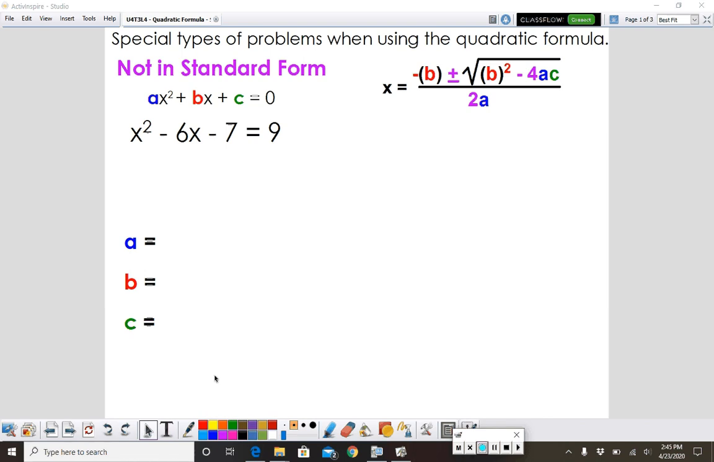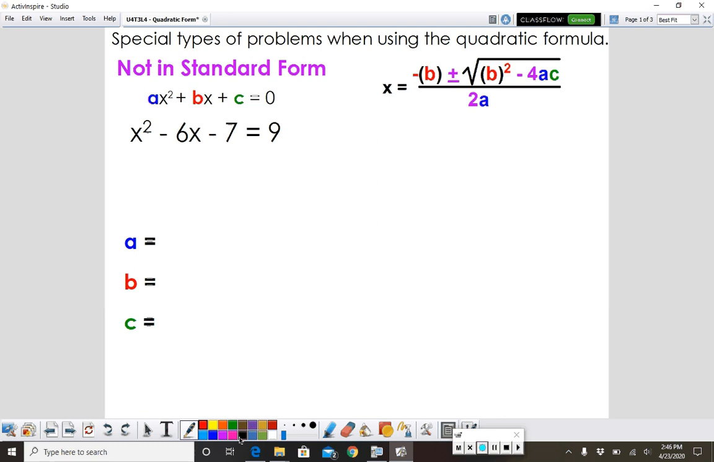The last time we worked with using our quadratic formula, I made sure that your problems worked out really well. But there are three special situations that you need to be aware of. The first is that when you use your quadratic formula, you have to have quadratic equations that are in standard form and they equal 0. So the first situation you might come across is equations that aren't in standard form or don't equal 0.